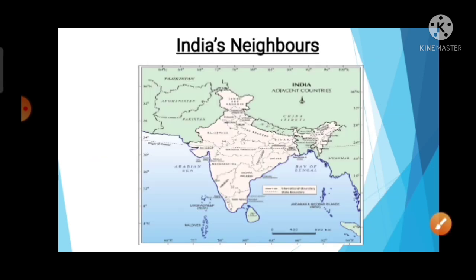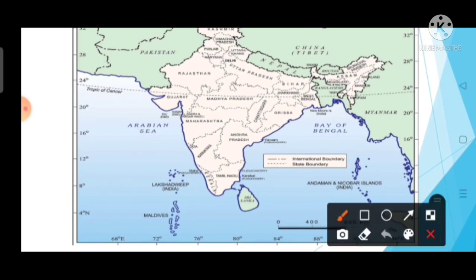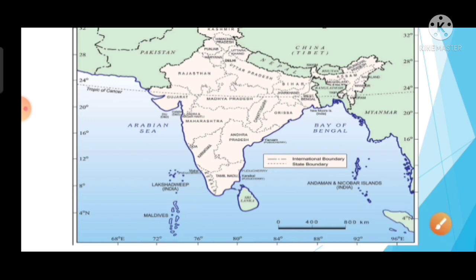As you can see in this map, Sri Lanka is separated from India and this line is known as Palk Strait. Whereas Maldives is also an island country neighboring India. This is located, or we can say situated, to the south of Lakshadweep Island.